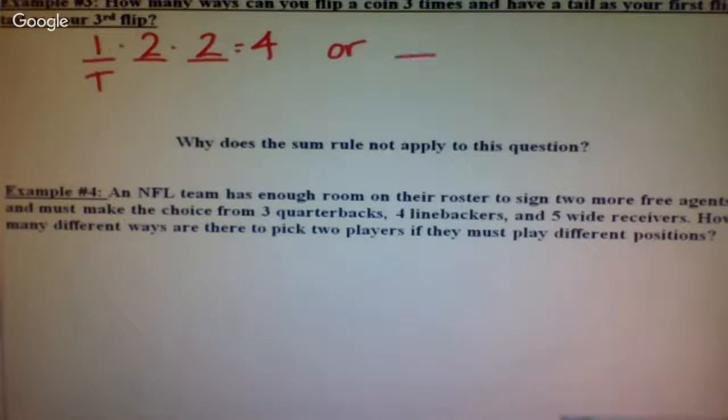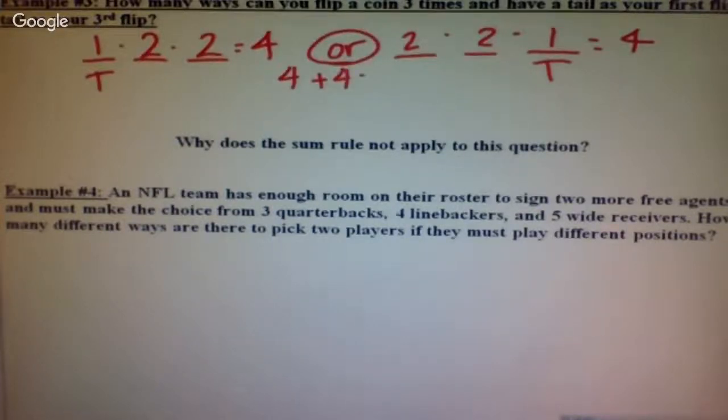Now I want tails as my last one. So how many options do I have for the first flip? 2. Second flip? 2. Last flip? 1. Guess what? There's 4 again. So now it says "or," so now we add 4 plus 4, which gives me 8.